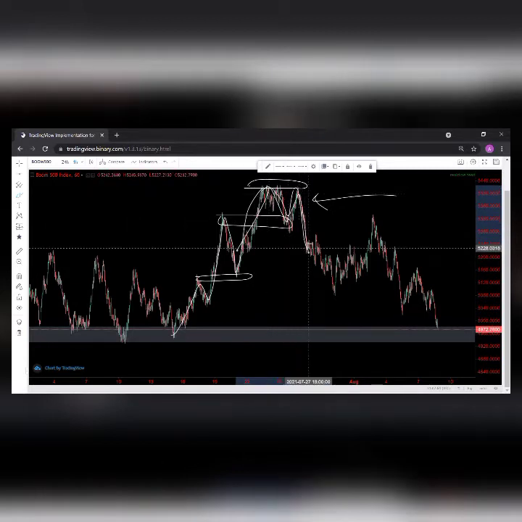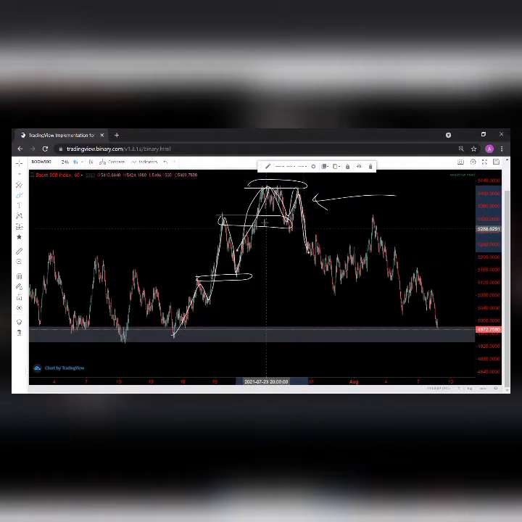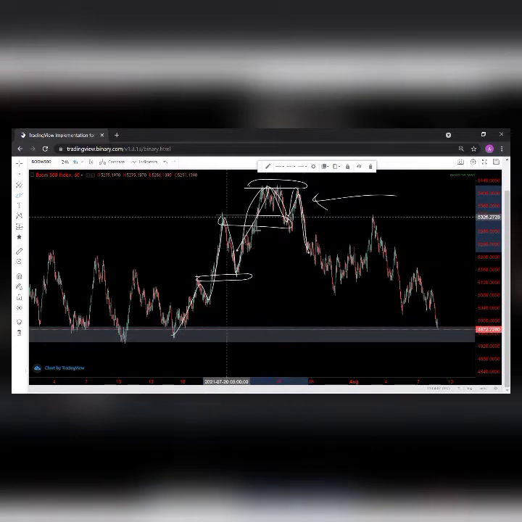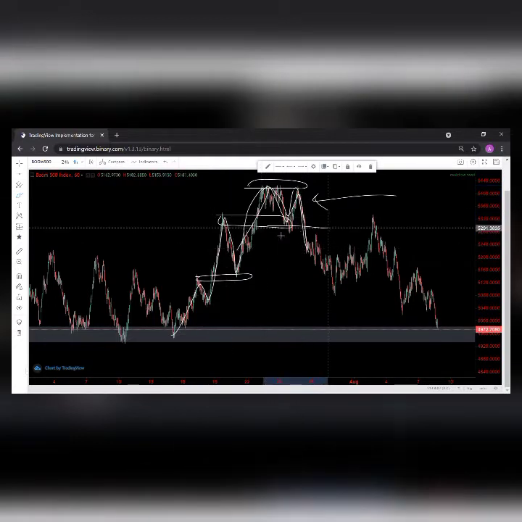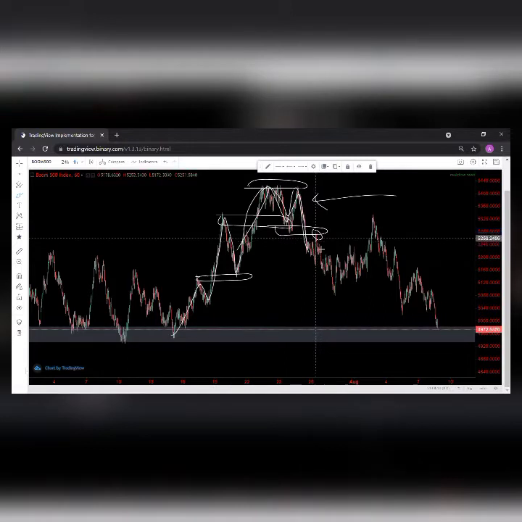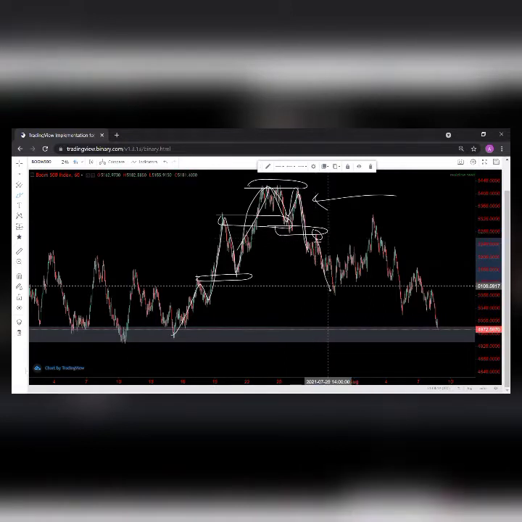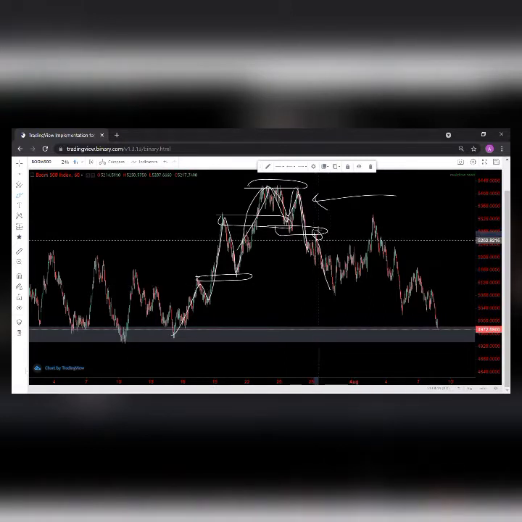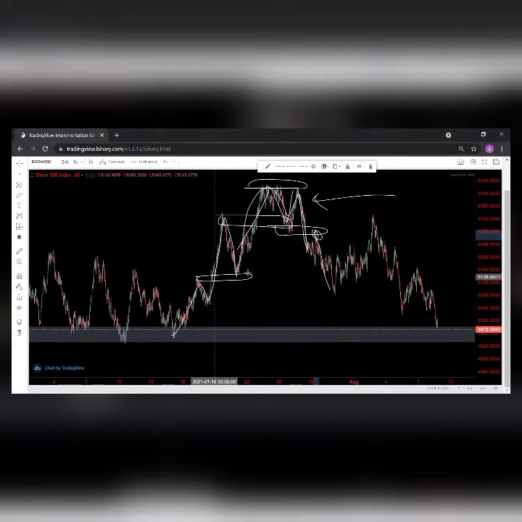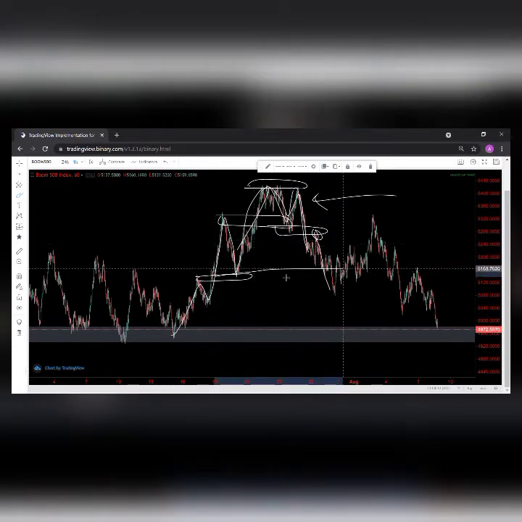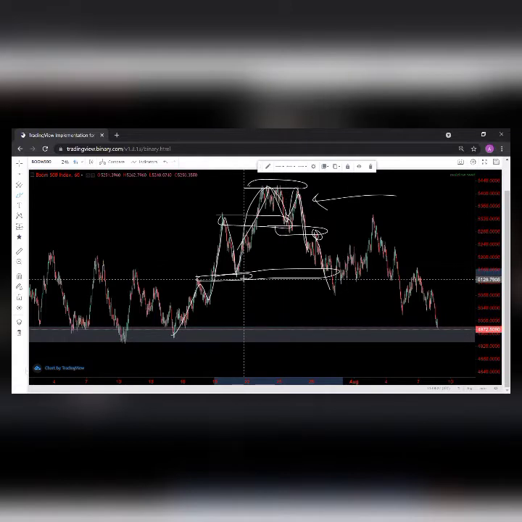So where do we take entries now? Some people actually took entries at this point, after the retest over here. It's not bad. You take entries, you will have been in good profit already. Assuming you sold here, your take profit target will have been at this zone here. And you can see it, take profit hits.